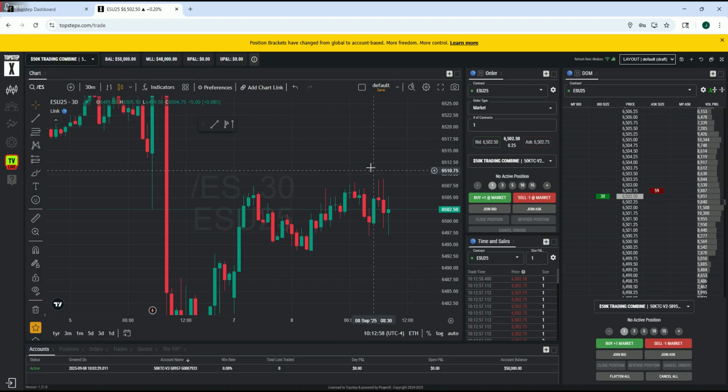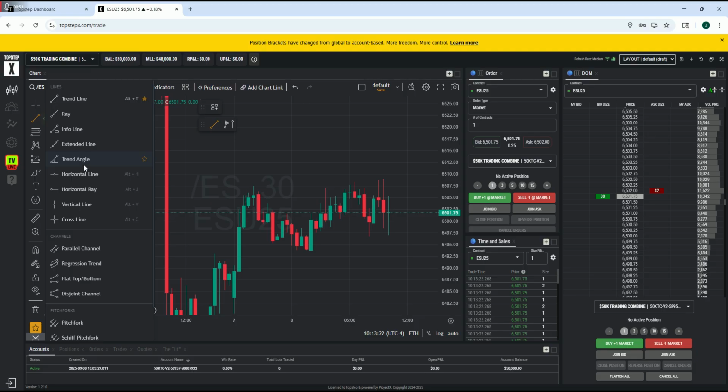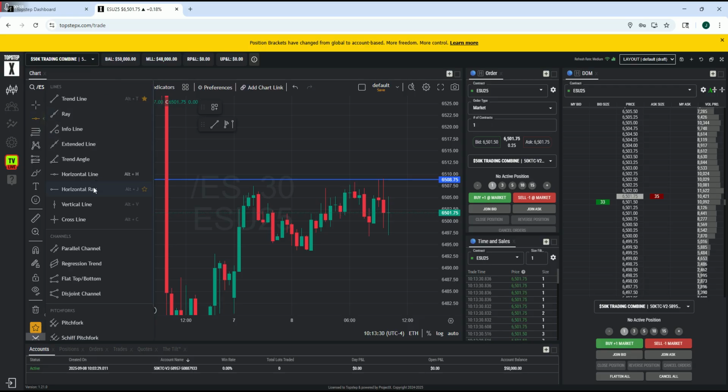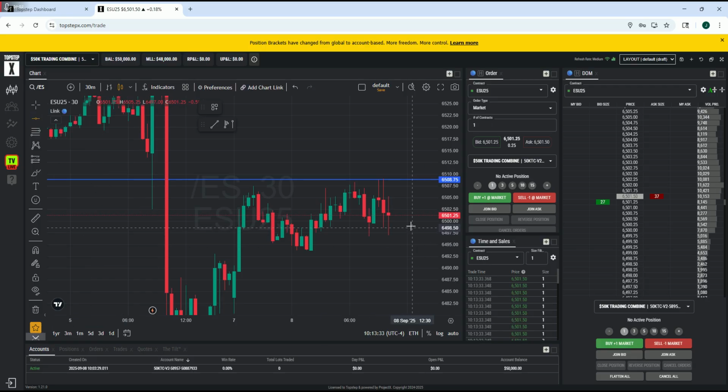And I want to add some levels here. Forget how to do it. Indicators. Here we go. Horizontal lines. I'm just marking off the first 30 minutes, high and low. We're just stuck in the range.